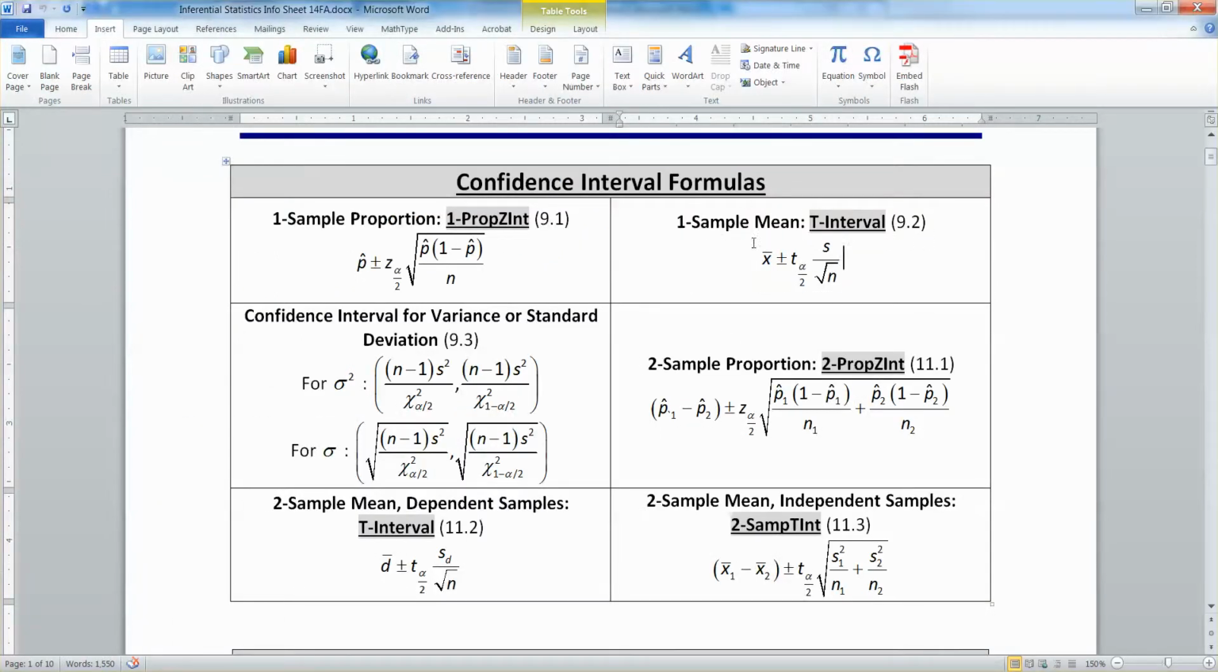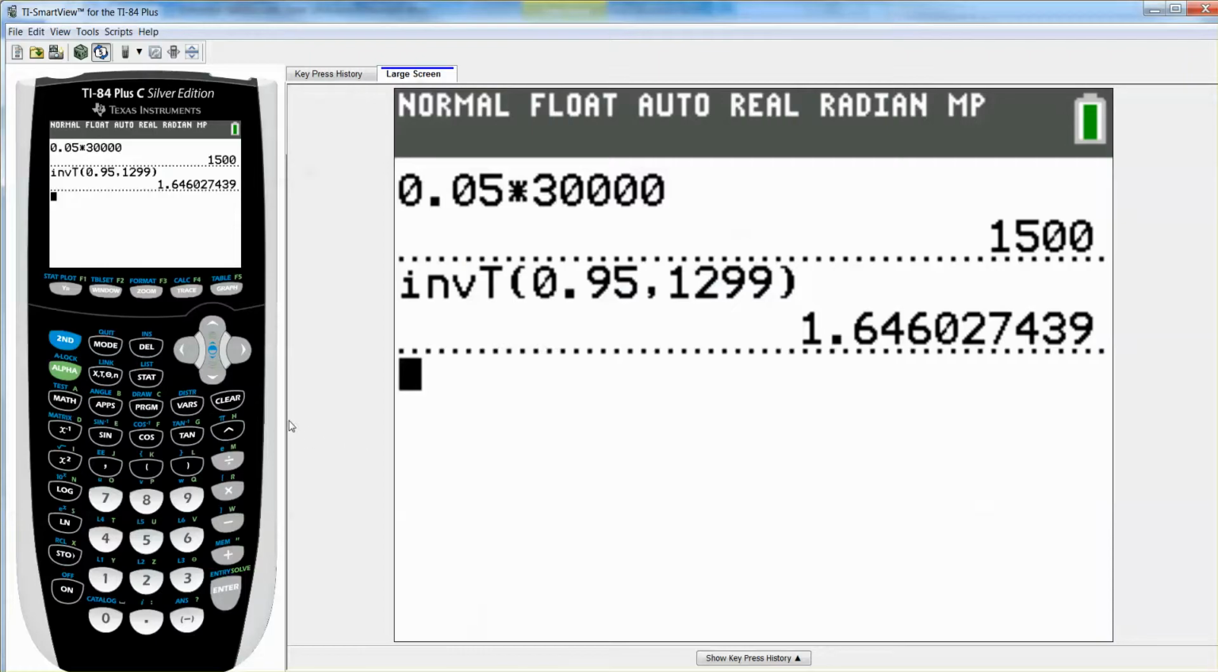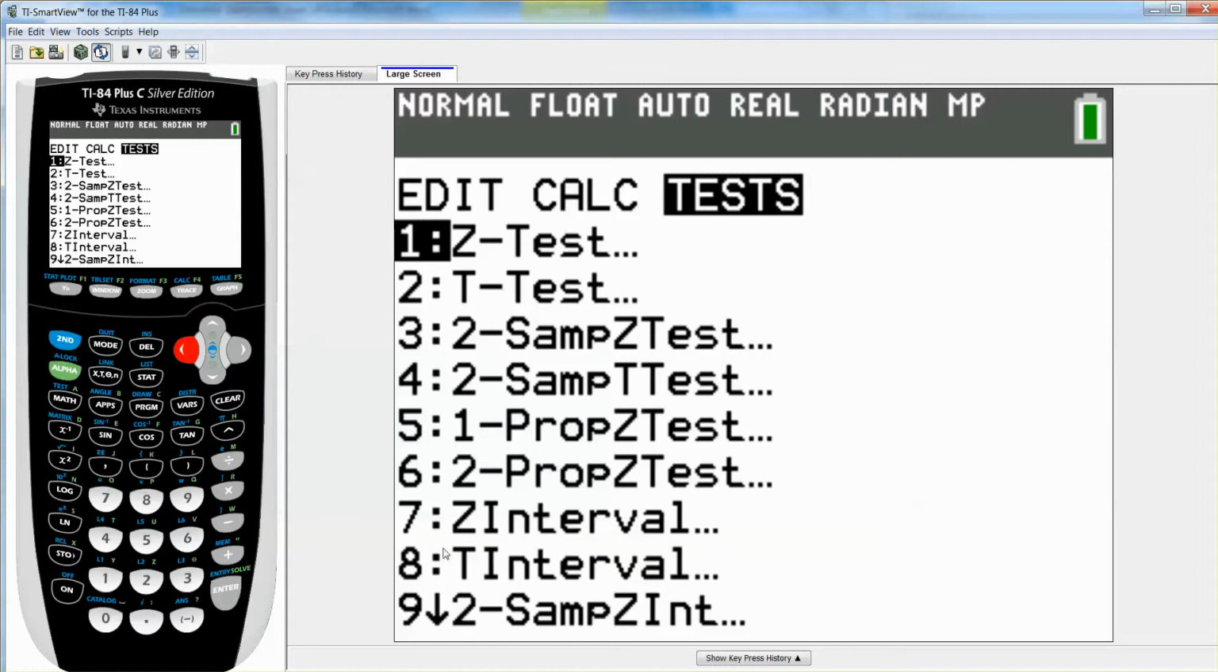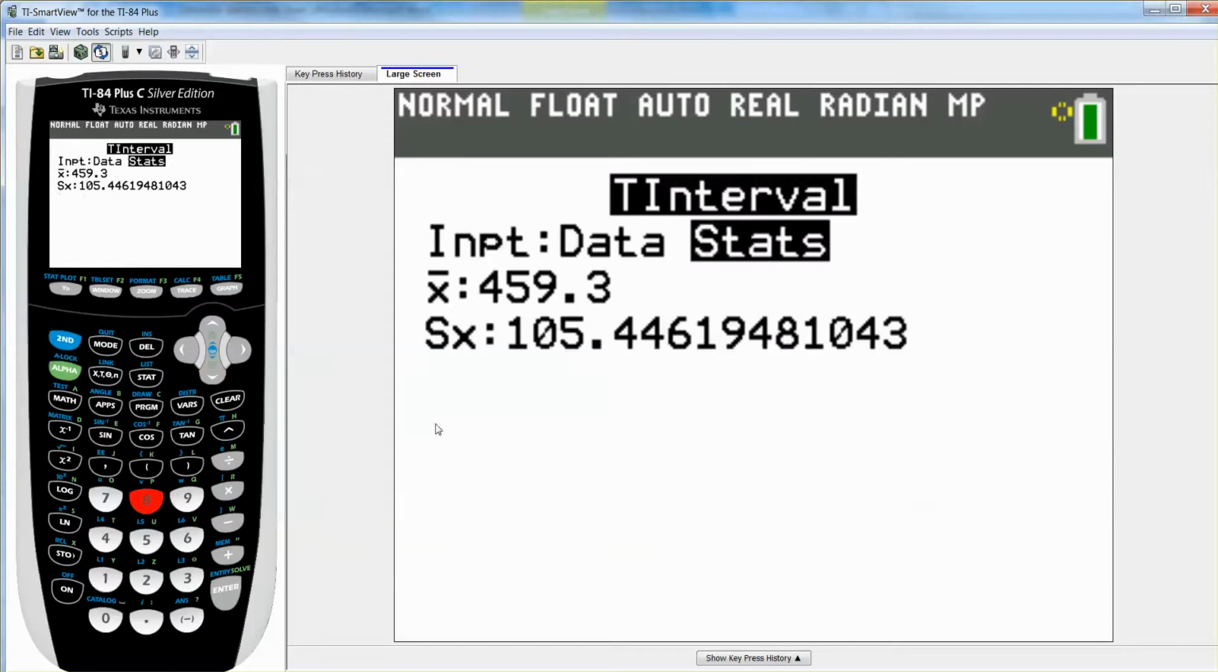So if I go here, I can see this is the one I'm doing, the one sample mean. So it says right there, use T interval. T interval on the calculator. So let me go to Stat, Tests. T interval is number 8. If you have an older 84, you won't see it on the first screen. You'll have to scroll down to it with your down arrow, but it's number 8. You can just press 8.